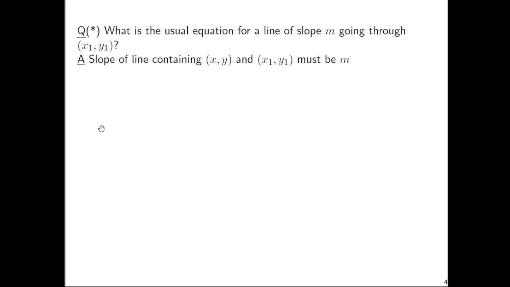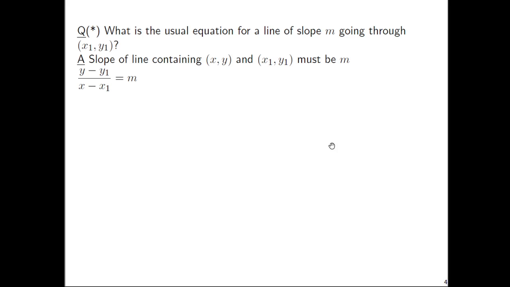So recall that for the slope of a line containing a generic point x, y and a specific point x1, y1, the slope must be m. So the phrase that says slope of line containing this point and that point, we apply the slope formula there and have y minus y1 over x minus x1. And that must be m, so that's set equal to m.